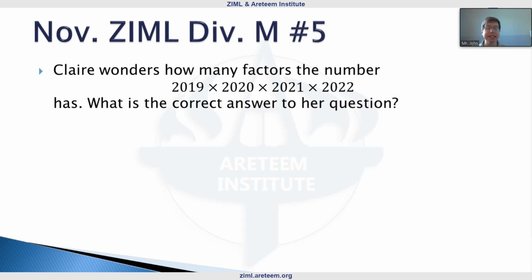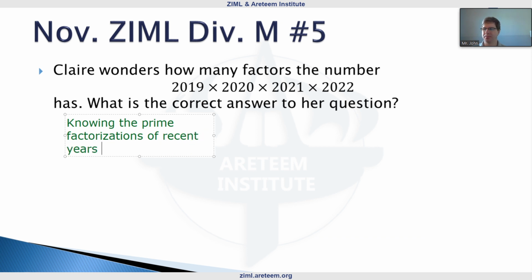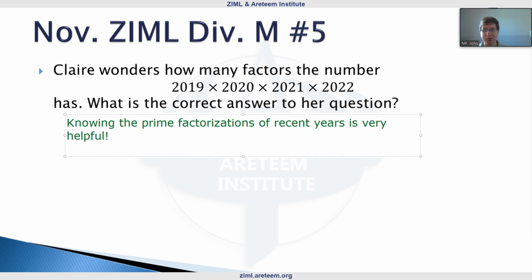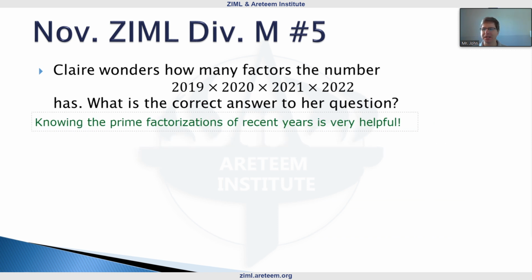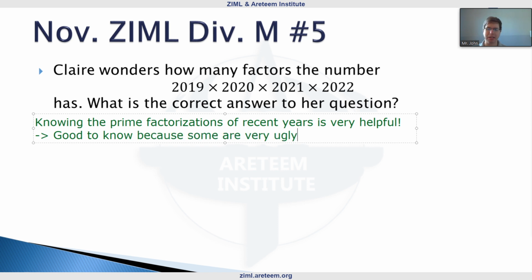Now, really the reason I wanted to go over this today is that knowing the prime factorizations of recent years is very helpful. Why is this helpful? Well, they show up a lot on questions. If you're creating a math question, a lot of the time it's hard to decide what number to use. Well, it's the year 2020, so let's use the number 2020. Why is it good to know these? Because some are very ugly.